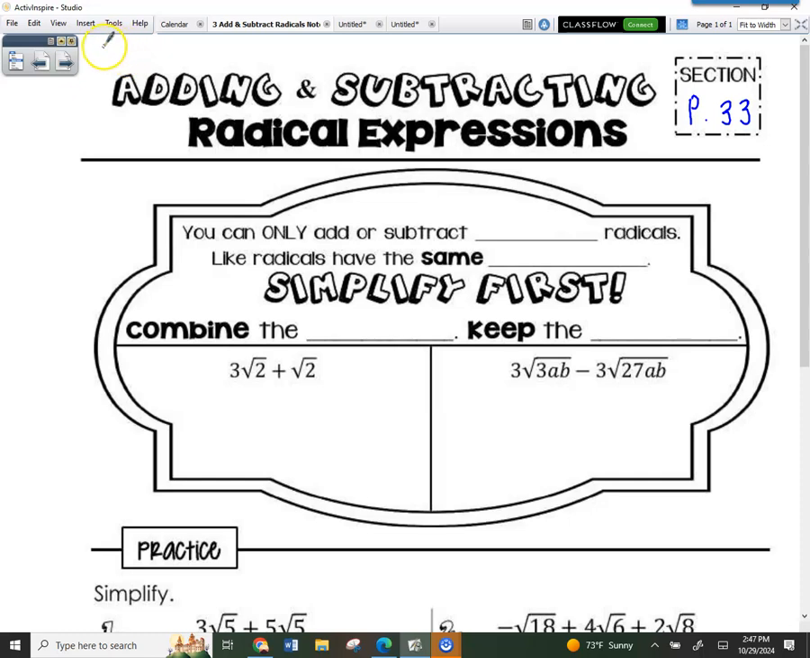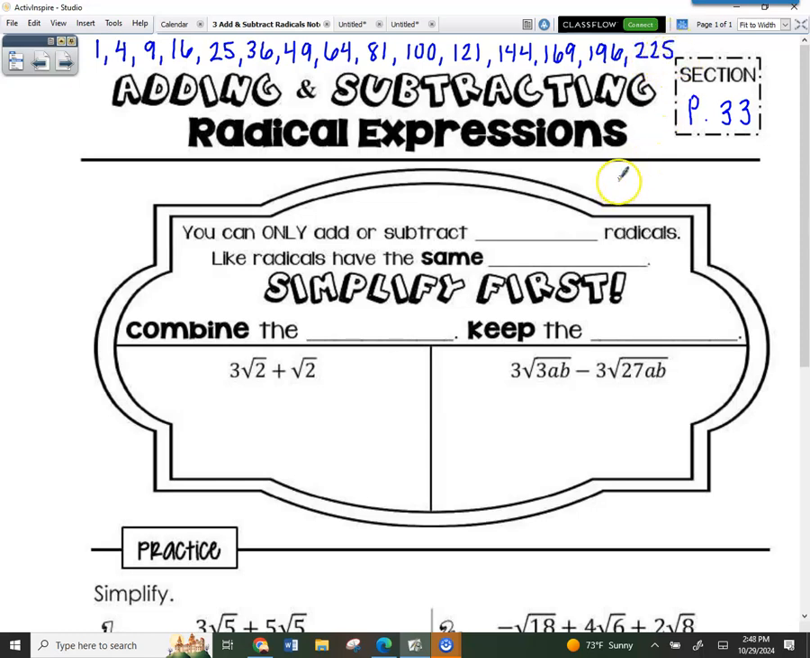All right. Let's make our list of perfect squares. We got 1, 4, 9, 16, 25, 36, 49, 64, 81, 100, 121, 144, 169, 196, 225. 16 squared is 256 if that interests you, but I don't think you really need it.